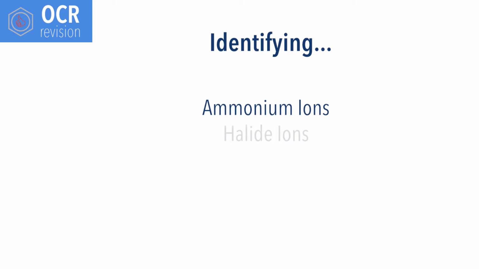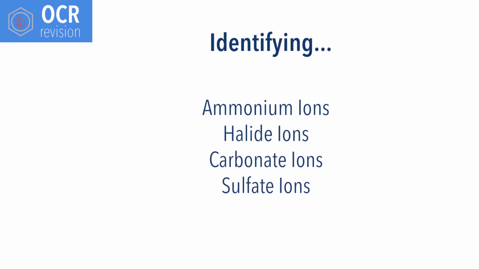Hello! In this video, we're going to look at the tests and color changes you need to know for identifying ammonium ions, halide ions, carbonate ions, and sulfate ions, as required for OCR A-level chemistry.